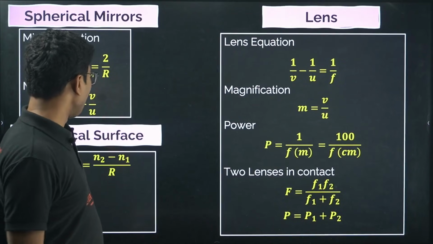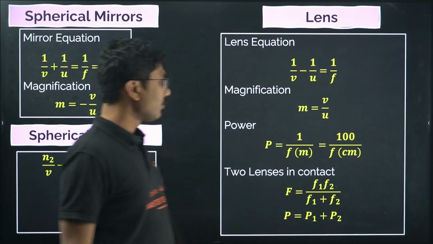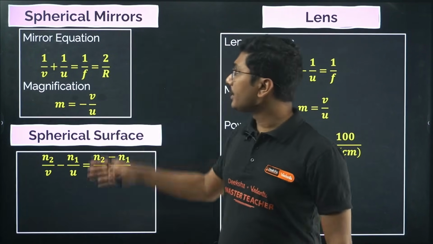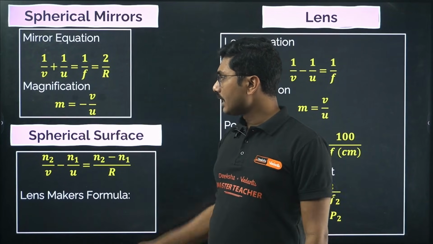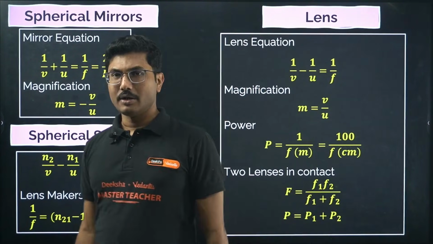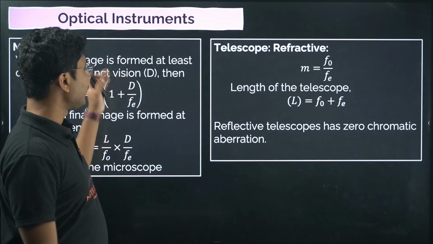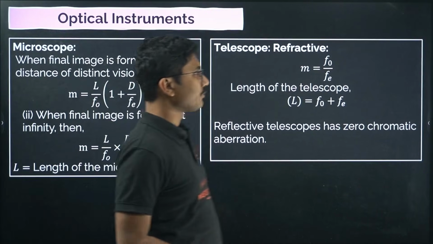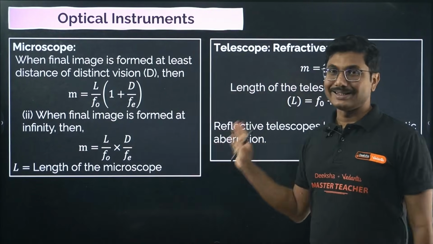Okay, now for lenses, the formula is there. Even power is mentioned in terms of centimeter. The spherical mirror formula is here. The spherical surface formula is here. The lens maker's formula is also here. And there is one more page on telescopes and microscopes. So the telescope and microscope formulas are also given in this sheet.